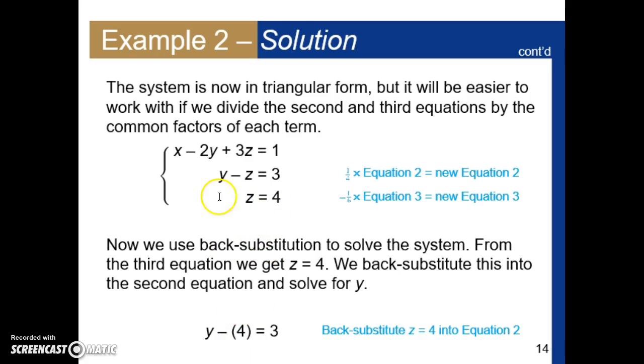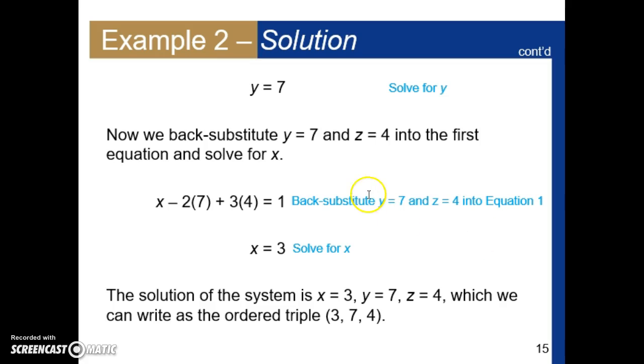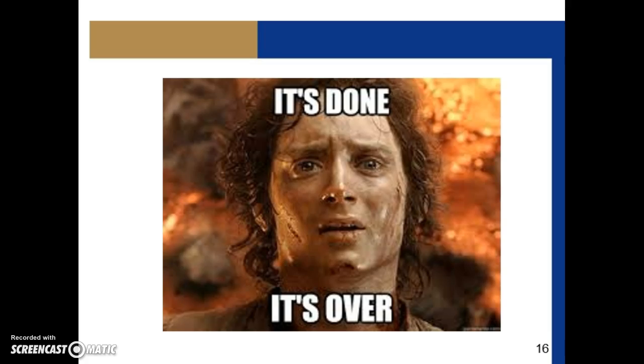z equals 4, we substitute that in here, we find that y equals 7, we substitute 7 and 4 into the top equation, and we find that x equals 3. So again, there is one ordered triple, one point in three-dimensional space where these three planes intersect. So there's Gaussian elimination. Come to class next time and we'll solve more systems of equations that involve three variables.